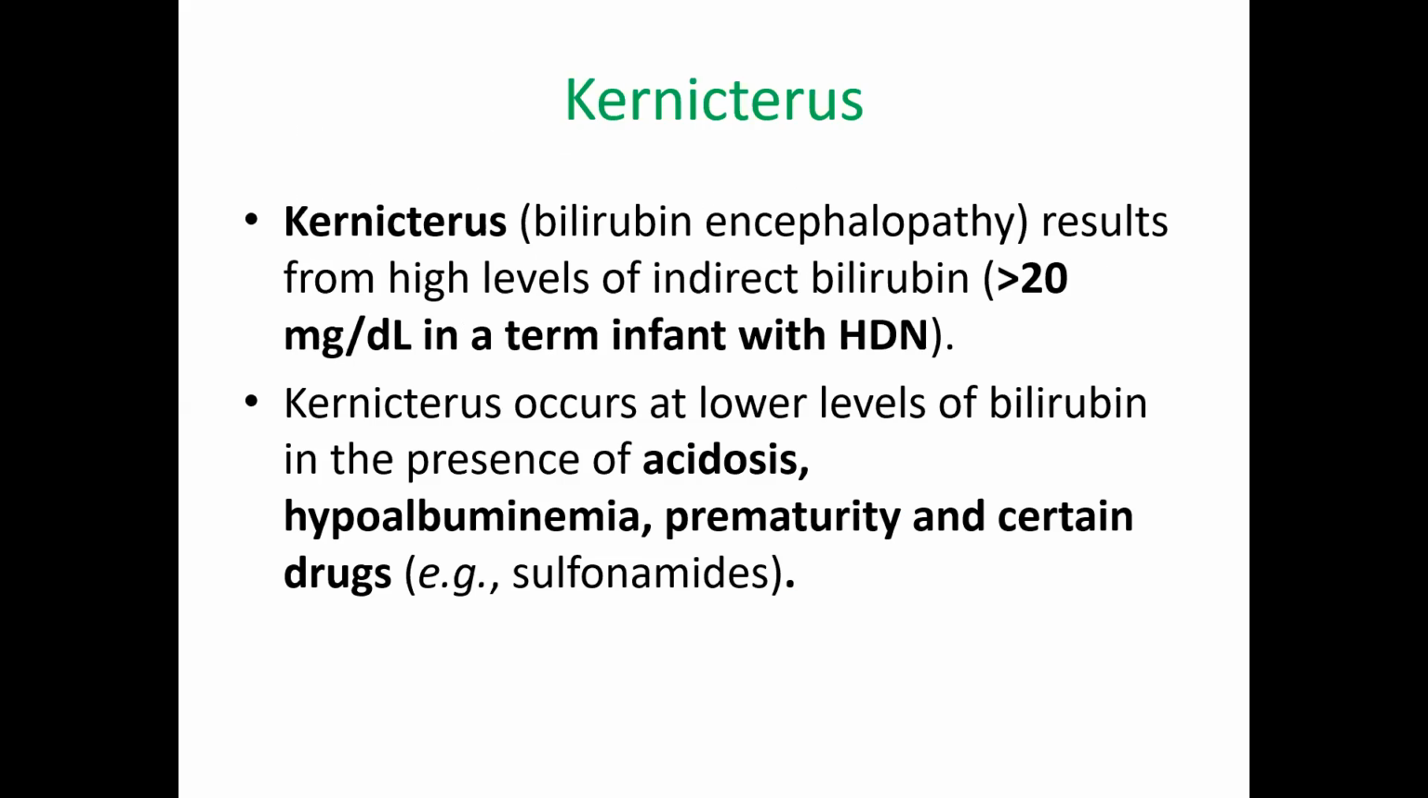First we'll learn about the ABO incompatibility. Now we will discuss kernicterus. As I told you, kernicterus, also called bilirubin encephalopathy, results from a high level of indirect bilirubin, more than 20 mg per dl, in a term infant with hemolytic disease of the newborn. When the unconjugated or indirect bilirubin crosses the blood-brain barrier and accumulates in the brain, that is called the kernicterus condition, when the bilirubin is more than 20 mg per dl.